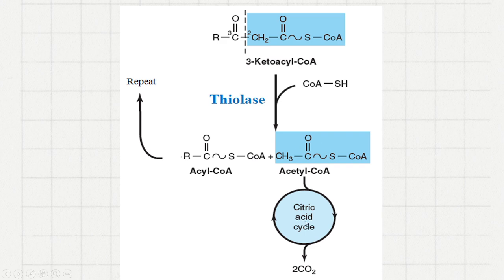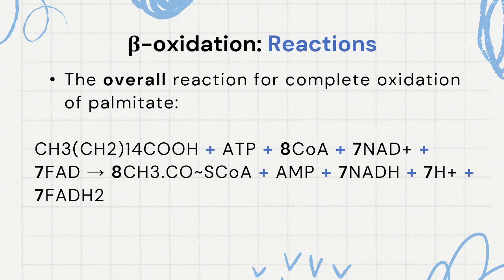This acetyl-CoA can, of course, proceed to the citric acid cycle, whereas the acyl-CoA will repeat the reactions of beta oxidation again, starting from the dehydrogenation. Of course, the step of crossing over and the step of activation are no longer needed. We just repeat the 4 reactions of beta oxidation until the whole molecule is oxidized to acetyl-CoAs.